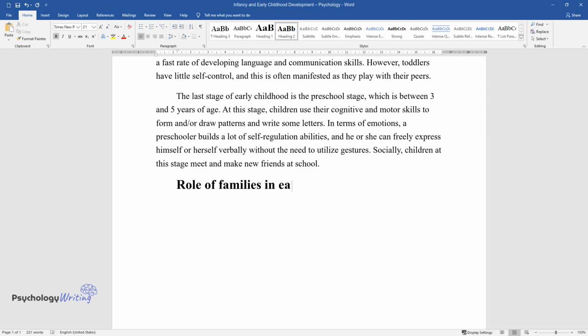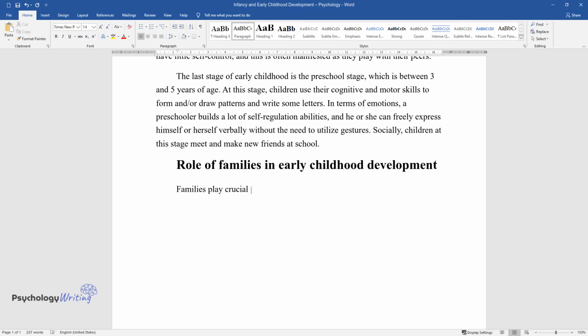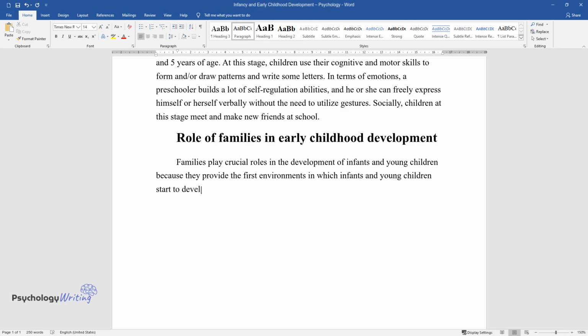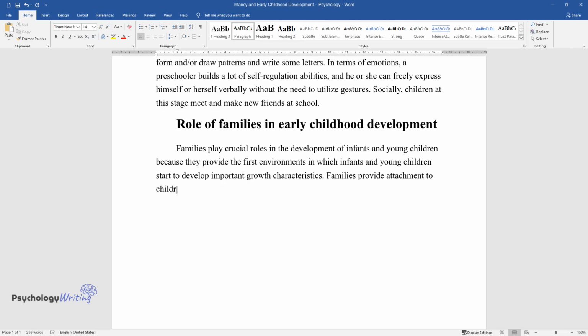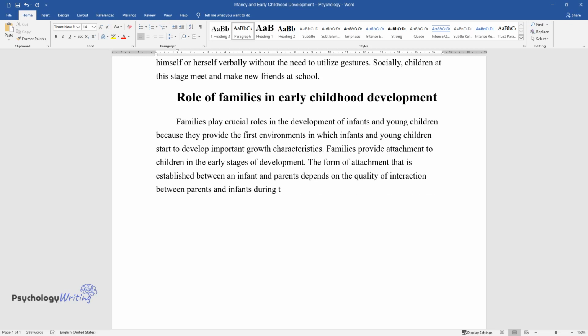Role of families in early childhood development. Families play crucial roles in the development of infants and young children because they provide the first environments in which infants and young children start to develop important growth characteristics. Families provide attachment to children in the early stages of development. The form of attachment that is established between an infant and parents depends on the quality of interaction between parents and infants during the first year of life.